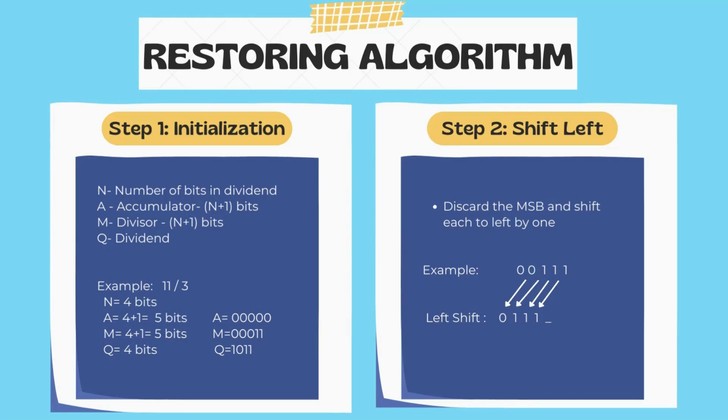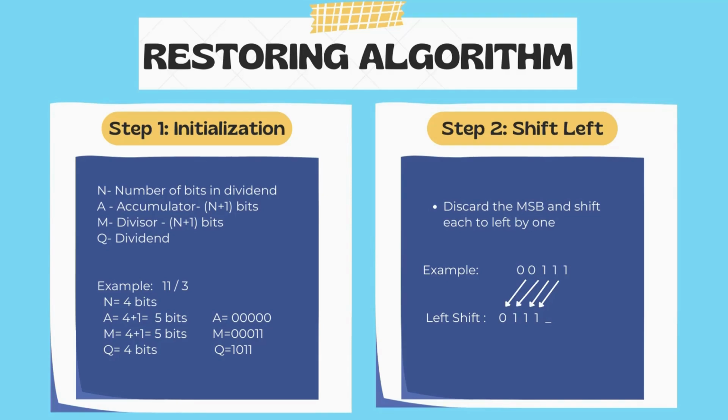Let's take an example. Say 11 divided by 3. Here, the binary representation of 11 is 1011. Therefore, it is 4 bits. That is why n is set to 4 and Q is set to 1011. Here, the accumulator is initialized with 5 zeros according to the formula n plus 1. Similarly, the binary representation of 3 is 11, and as we want 5 bits, 3 zeros are added to the left of it.